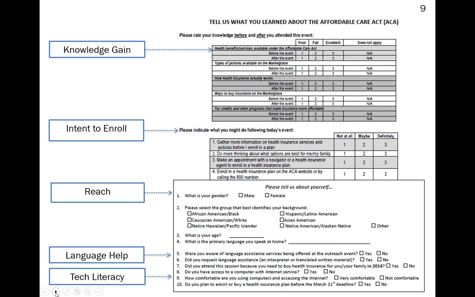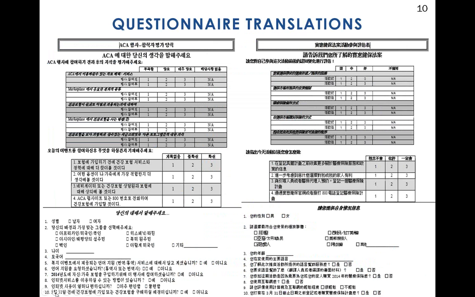Once we finalized the form, we coordinated with our partners to create translations of the form in Spanish, Hmong, Korean, and Mandarin Chinese. So what you see on the screen here is on the left in Korean and on the right Mandarin Chinese. Since funding was very limited, we shared translations among partners to leverage resources.